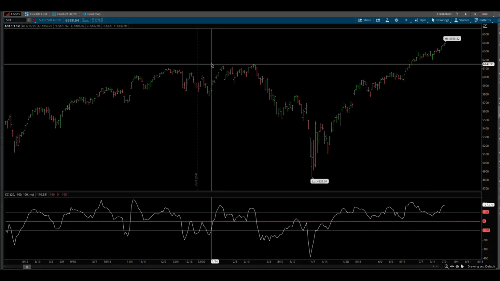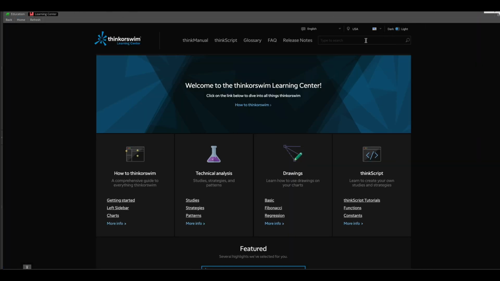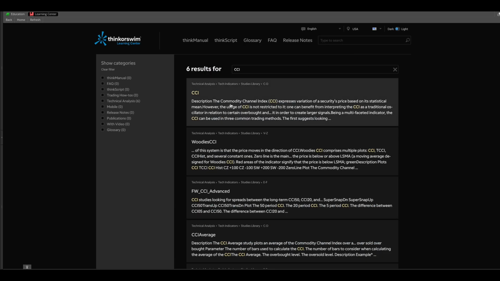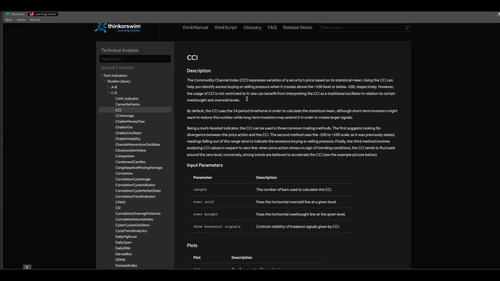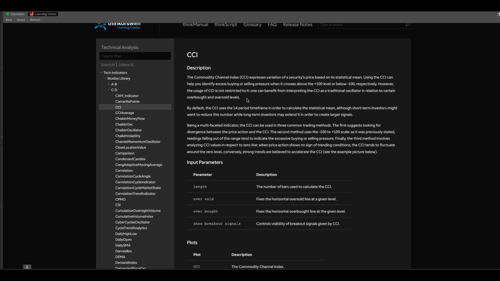This is just a CCI indicator. Maybe some of you know what it is, some of you don't, but let's get it pulled up here. CCI. Just type that in. This is the commodity channel index. It's a 4 period moving average, trying to calculate the statistical mean. So basically, there's a divergence between price. So you can use that.